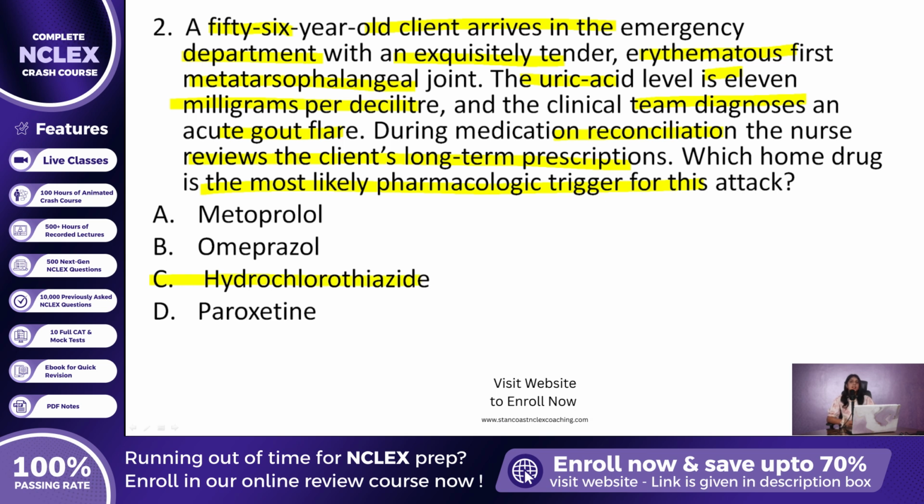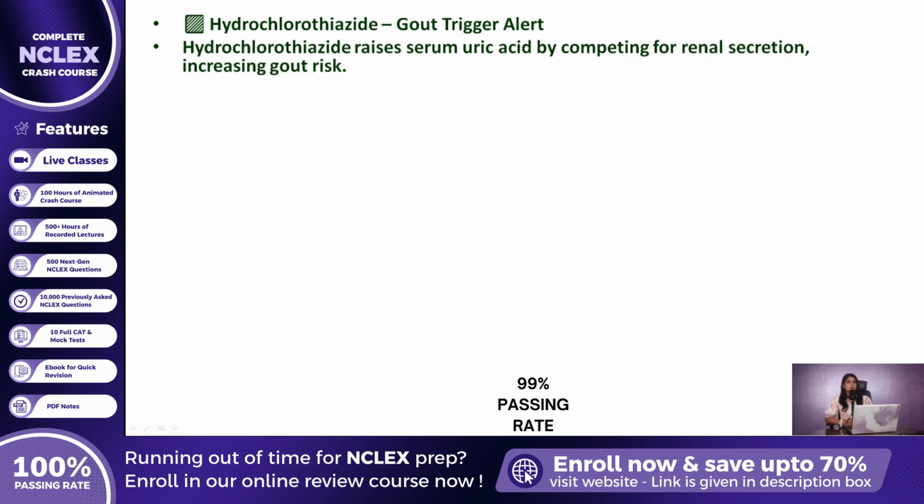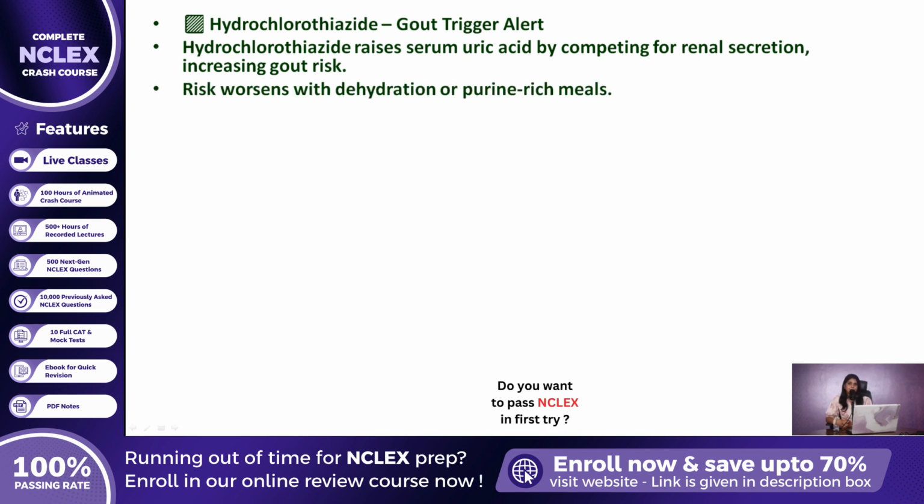hydrochlorothiazide. Option C, hydrochlorothiazide, is the correct answer because this thiazide diuretic competes with uric acid for secretion in the renal proximal tubule, thereby raising serum urate concentrations, destabilizing monosodium urate deposits, and precipitating sudden gouty arthritis, especially when dehydration or a purine-rich meal adds extra stress.